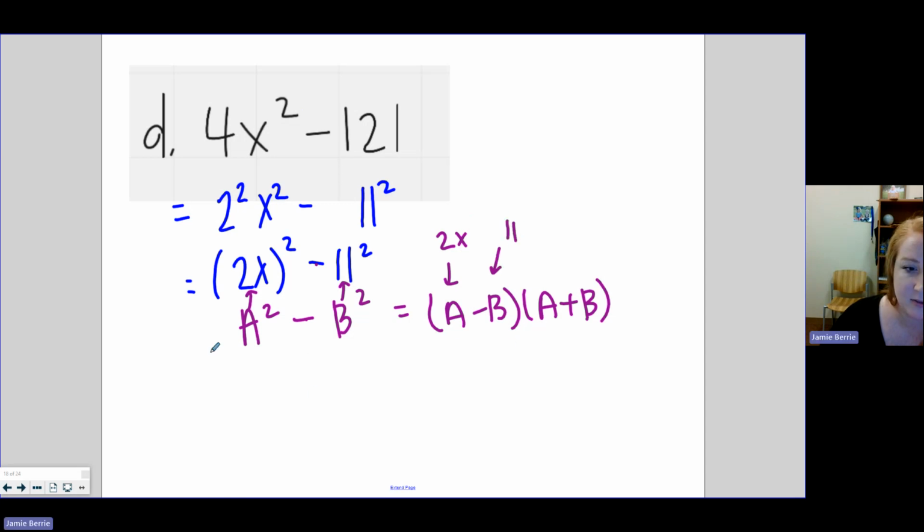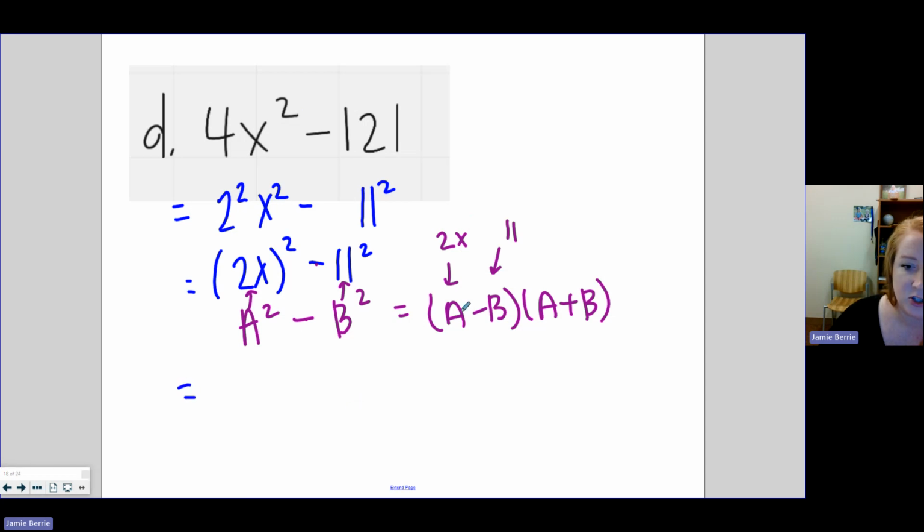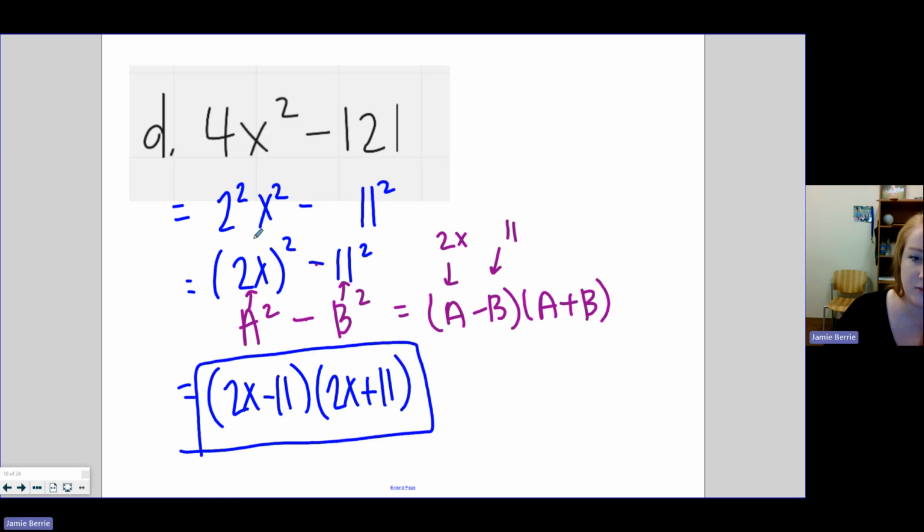All right, so now we'll plug that in. That was our formula. That's just a little scratch work. Then our answer is going to be 2x minus 11 times 2x plus 11. It looks a little bit complicated. You have a little bit of extra work at the beginning, where first you have to replace that coefficient with its perfect square form, and then you pull out that exponent. But it's the same concept.